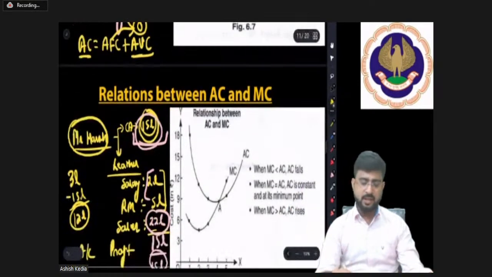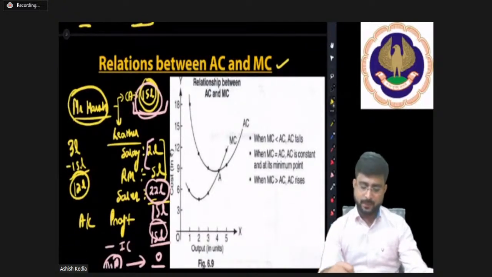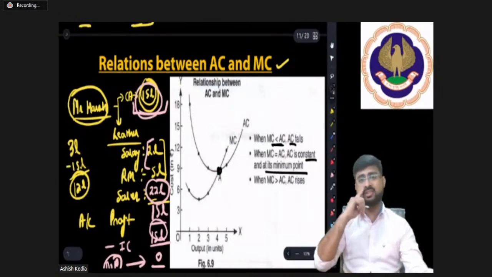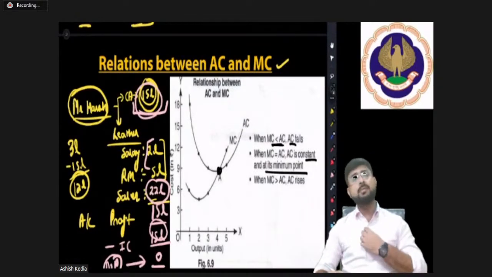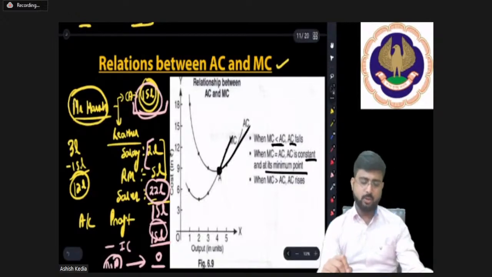Okay, pay attention, everyone. Relationship between AC and MC. So you see what is happening. See here, MC is less than average cost, right? So when MC is less than AC, you see AC is constantly on the fall. But now MC meets AC. MC intersects AC at the minimum point of AC. Once MC and AC meet each other, then AC also rises, MC also rises.